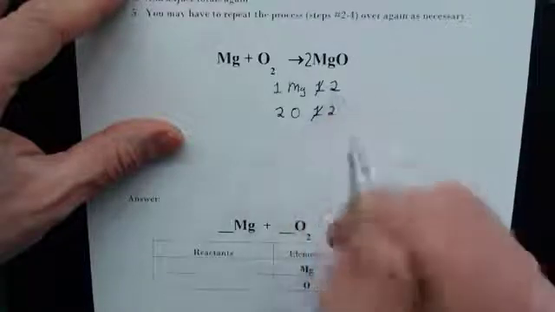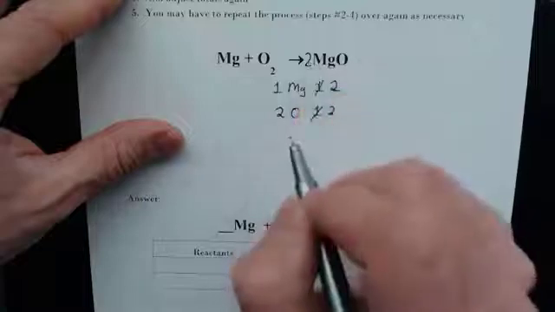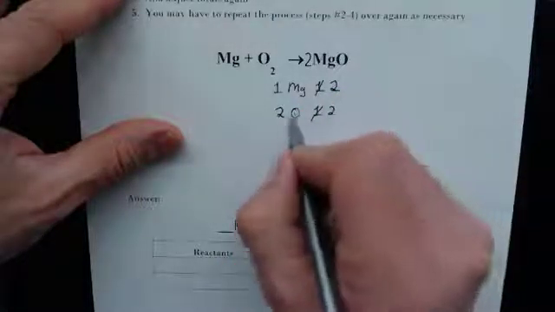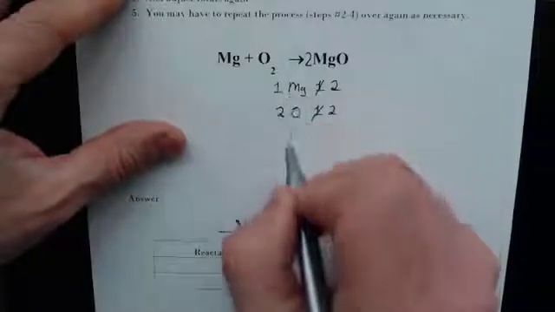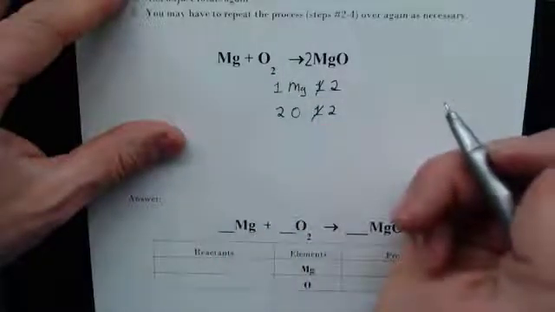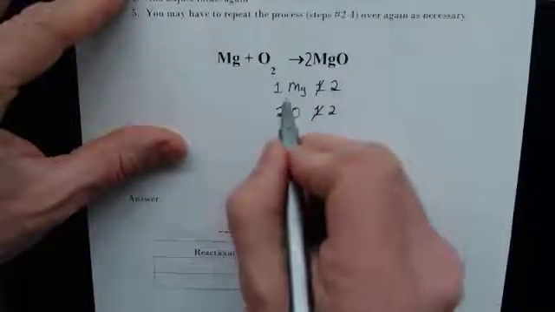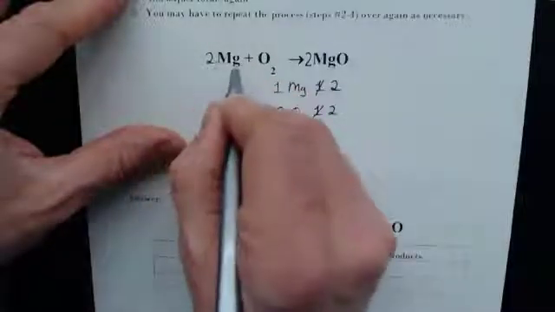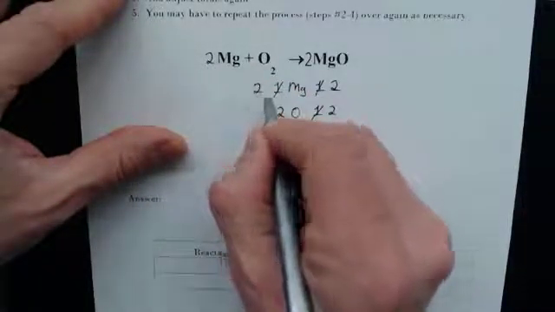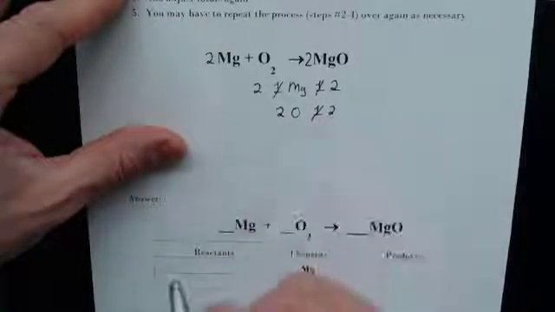2 times 1 is 2. Let's do the 2's the same way. Okay, so 2 Mgs and 2 oxygens. Yay, I balanced my 2 oxygens. But wait a second, I messed up my magnesiums. They aren't balanced anymore. So I have to go and put another big number somewhere. Well, I'm going to have to balance the 1 to the 2, so I'm going to put a 2 over here. 2 times 1 is 2. And I have 2 magnesiums, 2 magnesiums, 2 oxygen, 2 oxygens.